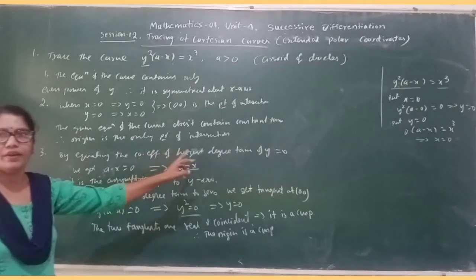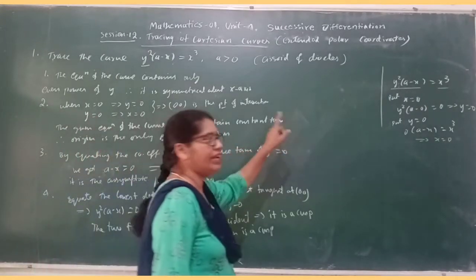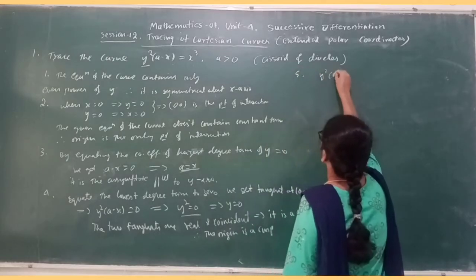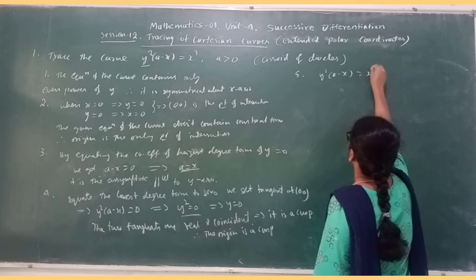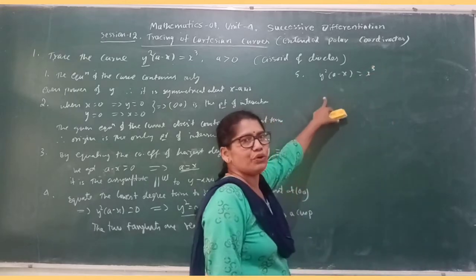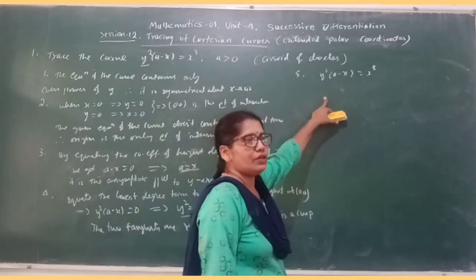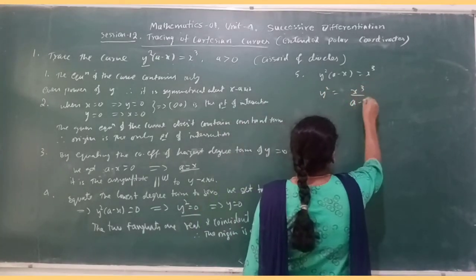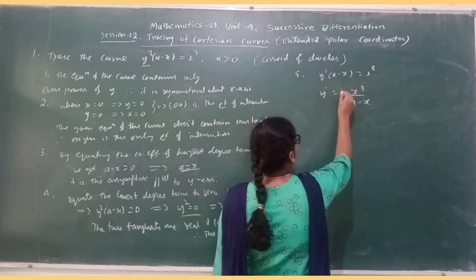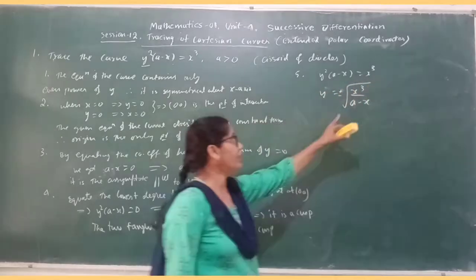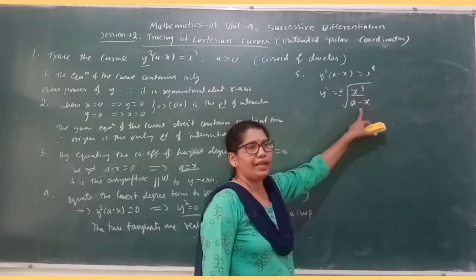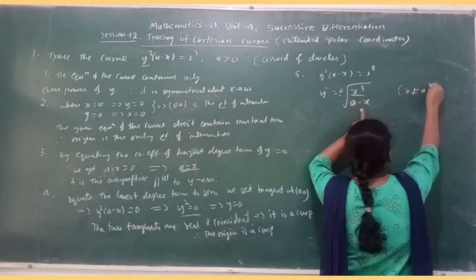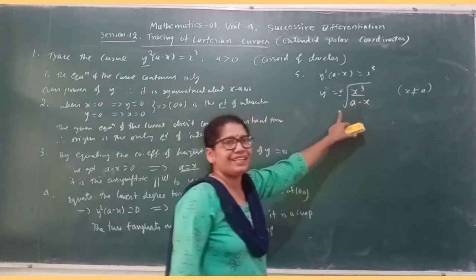Now, let us consider the given curve and equate it to y. Point 5. Take y square into a minus x is equal to x cube and equate this to y. So you will get y square is equal to x cube by a minus x. Now we want only y, which is plus or minus square root of x cube by a minus x. And here x should not be equal to a. If x is equal to a, it becomes indeterminate.